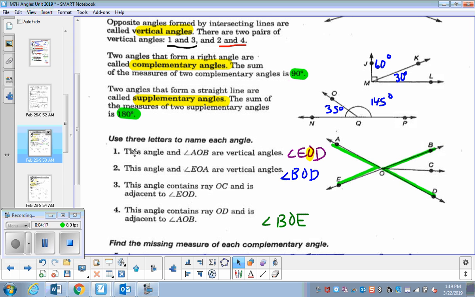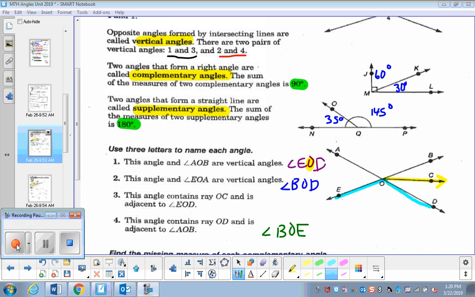Now this angle contains ray OC. So let me just erase real quick. All right, so we want to contain ray OC, and we want to be next to EOD. So we want an angle that's next to this blue one that has this ray in it. And so what we're trying to do is find an angle that has ray C within it. So BOD is also going to be our answer here.